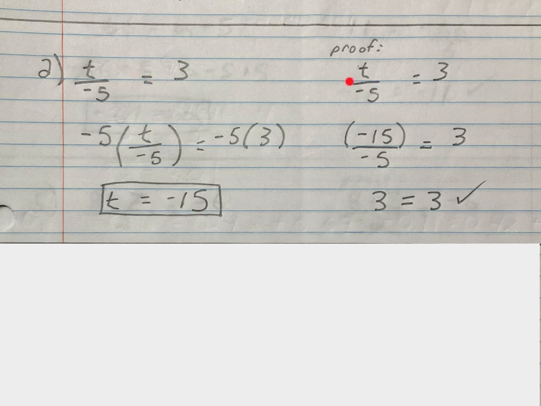I've seen some kids making the error where they miscopy the problem, and you're not going to get the right answer if you do that. So t divided by negative 5 equals 3. Where there was t, put parentheses and that negative 15 inside. Negative 15 divided by negative 5 equals 3. And yeah, you have to actually check this math. Okay, negative divided by negative is positive, and 15 divided by 5 is 3. So 3 equals 3, check.